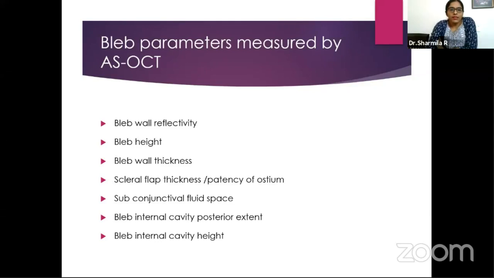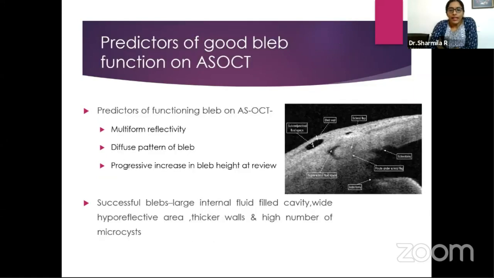So what are the parameters measured by the ASOCT? We have the qualitative parameter, which is based on the bleb wall reflectivity, and also the quantitative parameters like the bleb height, the bleb wall thickness, the scleral flap thickness, the subconjunctival fluid space, and also the internal dimensions of the bleb. In an ASOCT, in order to understand a good functioning bleb, we have to look at these things. That is, the presence of a multiform reflectivity, a diffuse pattern of the bleb, and a progressive increase in bleb height on review. A successful bleb is usually characterized by a good internal fluid-filled cavity with a wide hyporeflective area, a thicker wall, and a large number of microcysts.